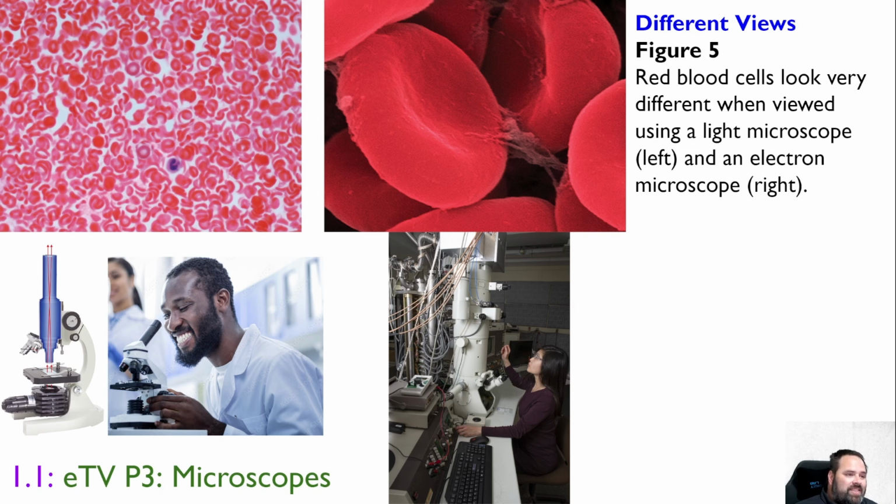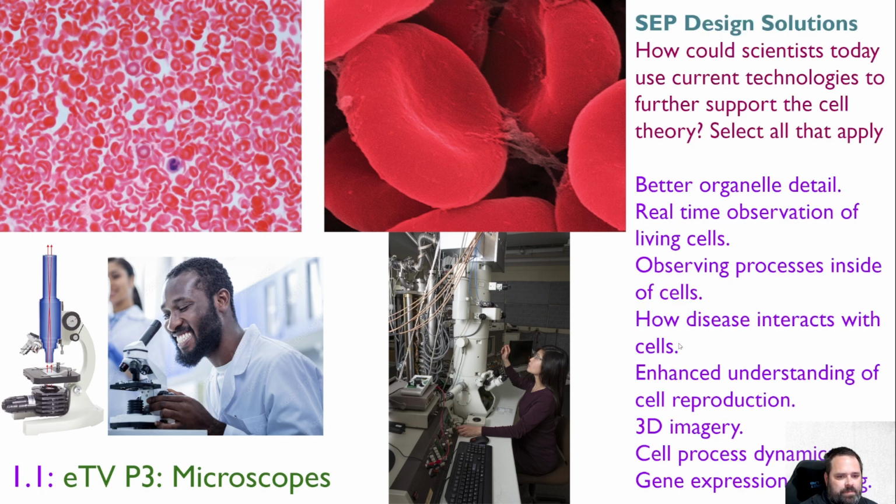So you can see a lot more detail, and with an electron microscope you can actually start to see some of the components that are inside of a cell in some cases as well. So it lets us see different things, lets us understand how different things interact, and they both have their own special purposes.